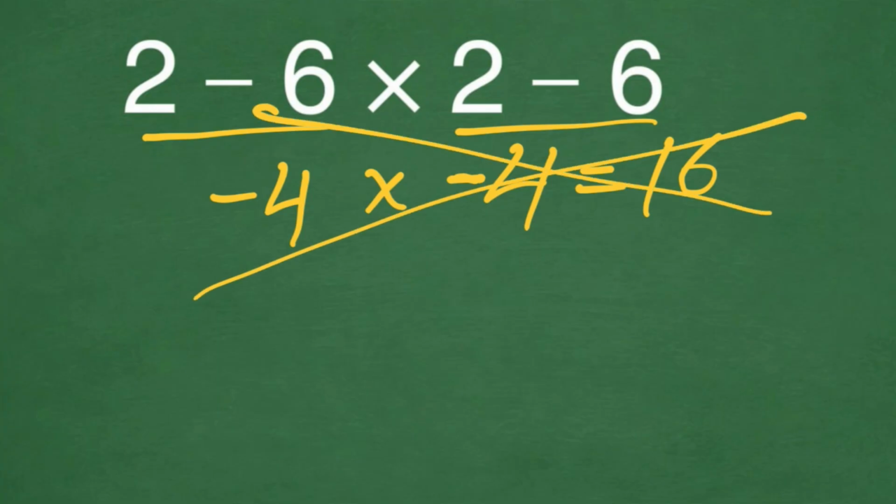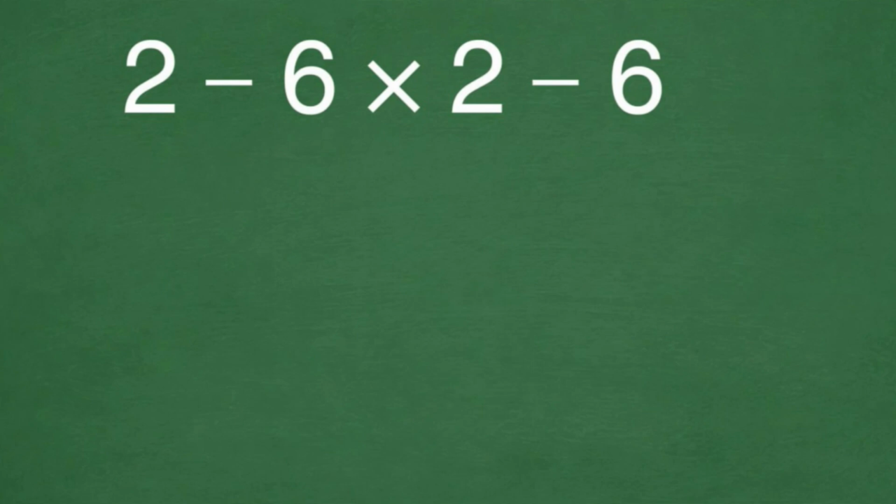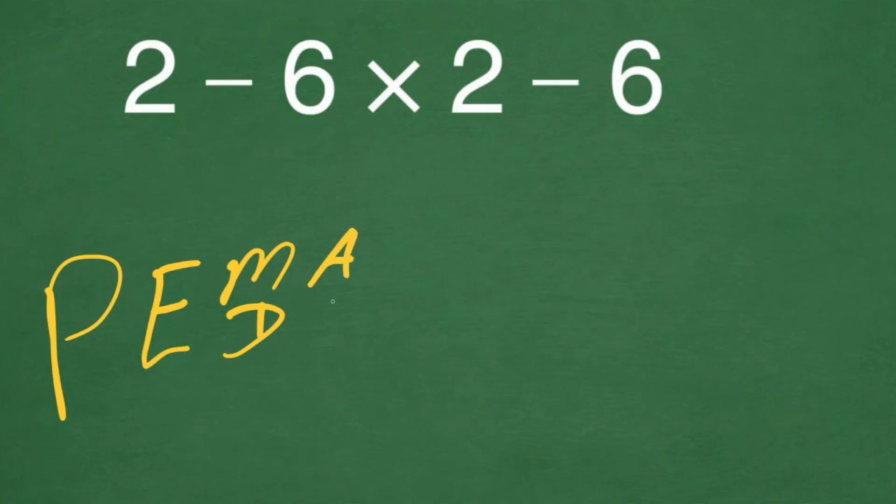But this answer is not correct, because of the order of operations, PEMDAS, which I am going to write here. P stands for parentheses, E stands for exponent, M and D stand for multiplication and division, A and S stand for addition and subtraction. So according to this rule, the first thing to solve in an equation is parentheses, then exponent, then multiplication and division, and at last addition and subtraction.